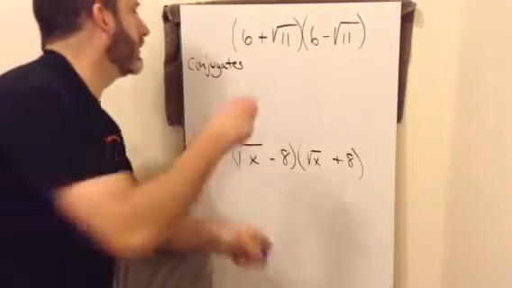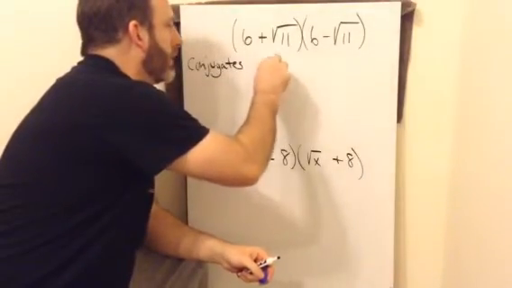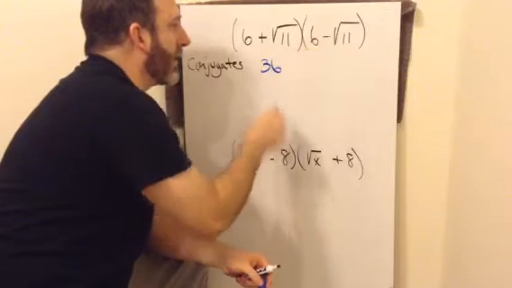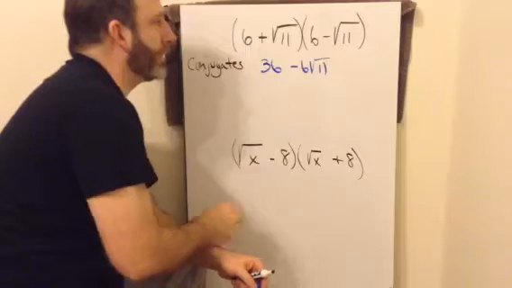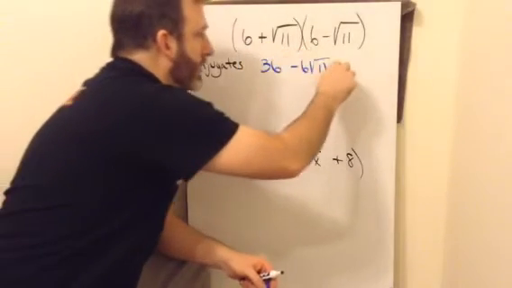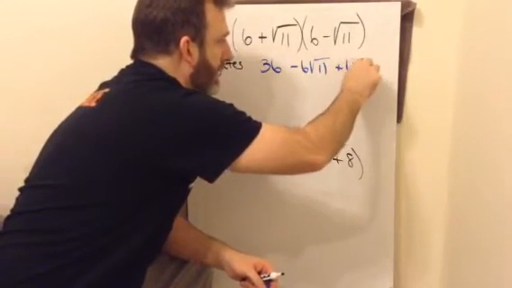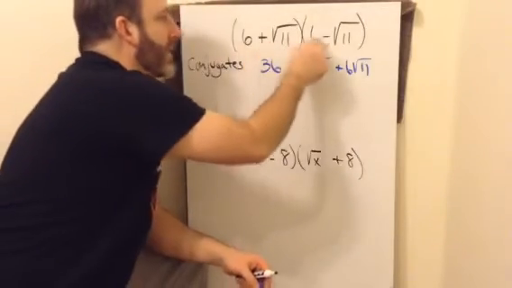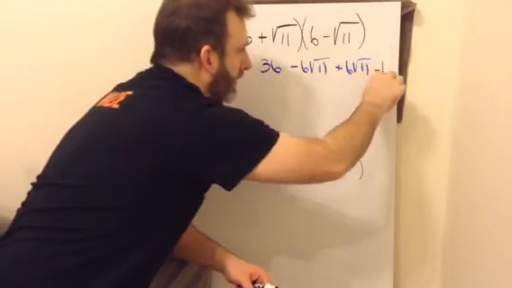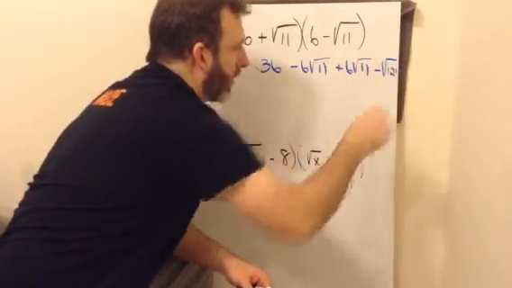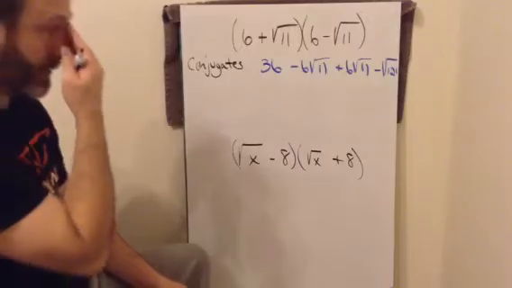6 times the negative square root of 11. The 6 is outside, so I have a negative 6 square root of 11. We have a positive square root of 11 times 6, so I have a positive 6 square root of 11. And then I have a positive and a negative, so that makes that a negative. Square root of 11 times square root of 11, that's 121, or 11 squared.